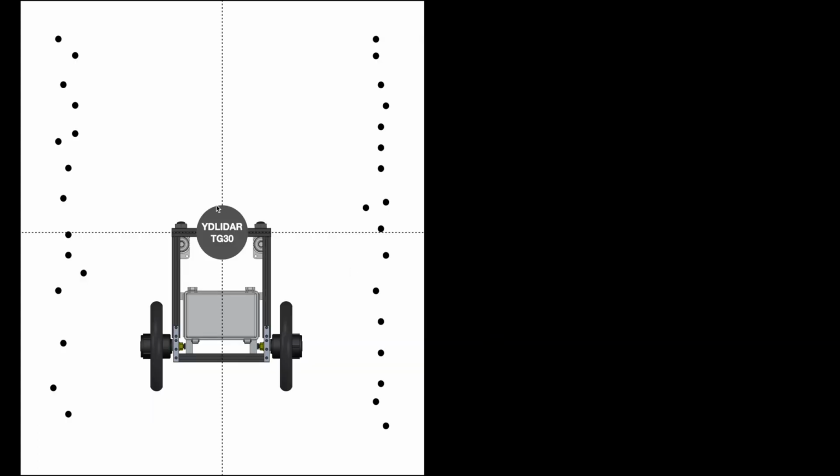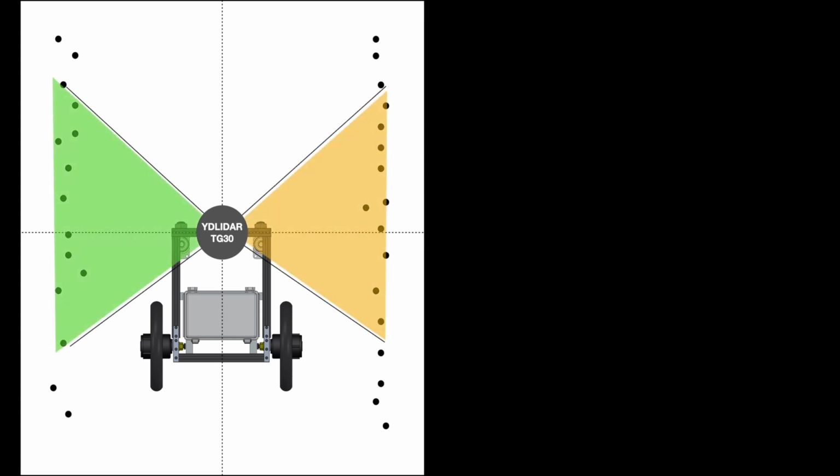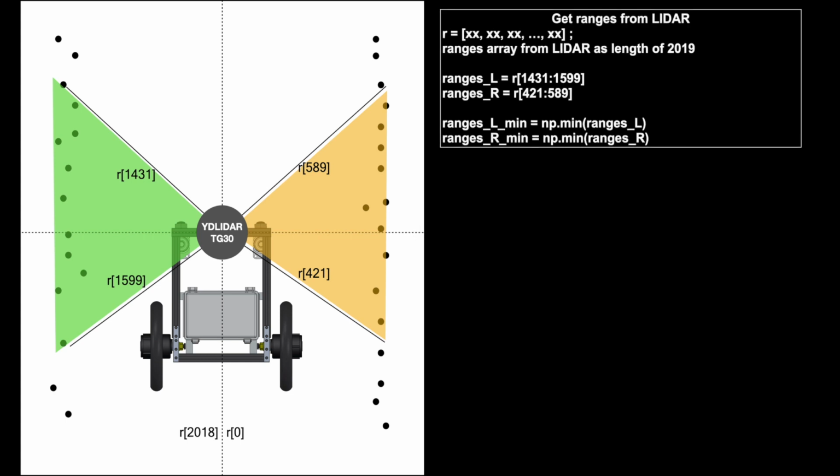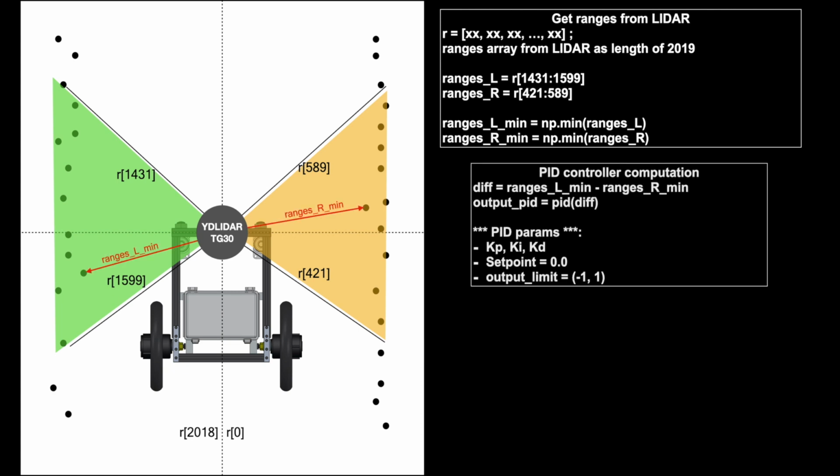This time, the LIDAR is placed in front of the robot instead of on the robot axis, so we get scan points as shown here. I divided the laser scan into a left zone in green and a right zone in yellow. From the ranges array, we can get the ranges of each zone as ranges L and ranges R. Then on these two arrays, we can find the minimum range and store it as range L min and range R min. After that, we calculate the difference between these two minimum values.